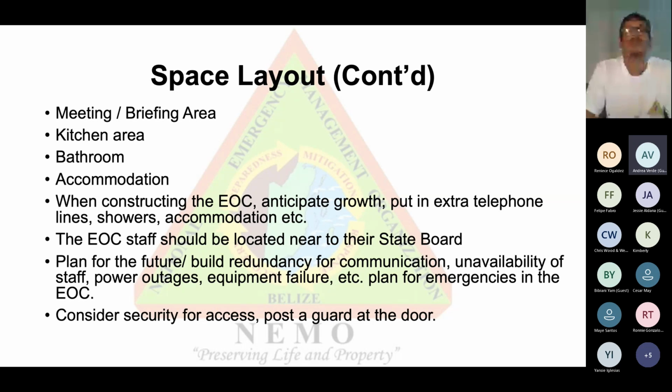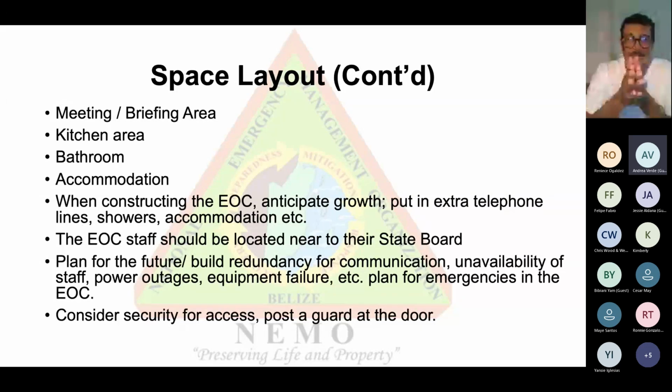Consider security for access. Post a guard at the door. An EOC must be a safe place, right? So when you get in there, you shouldn't be worrying about your safety, whether from the hazard or, nowadays, from other crime situations. Whenever you activate, a police officer should be at your EOC, and they control the main entrance to help you. So nobody should come into your EOC without permission.